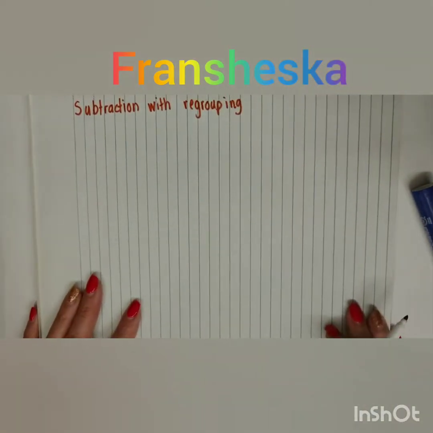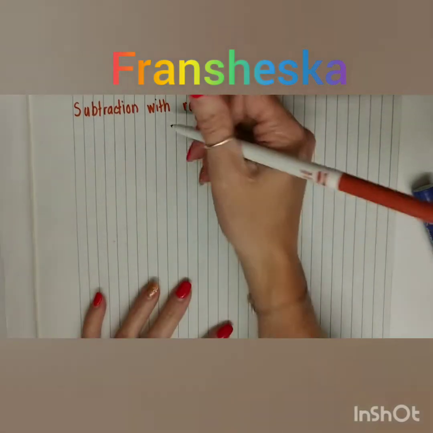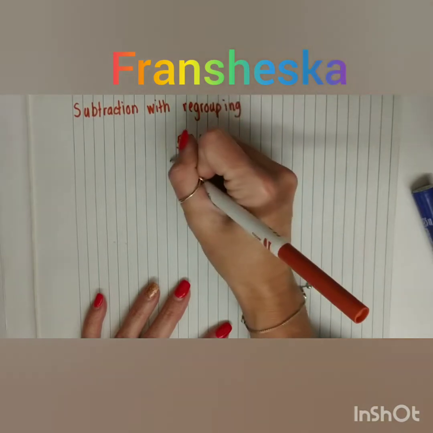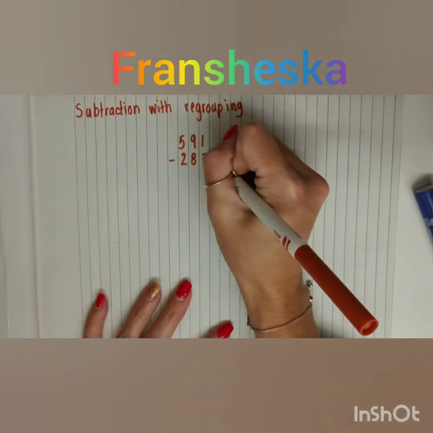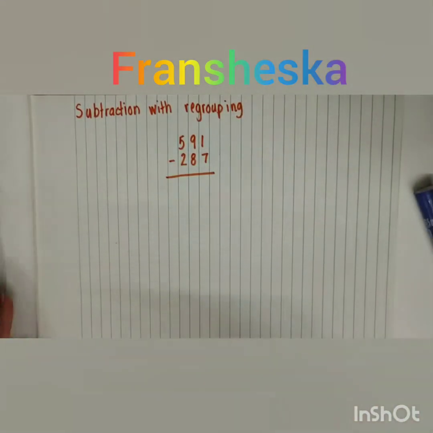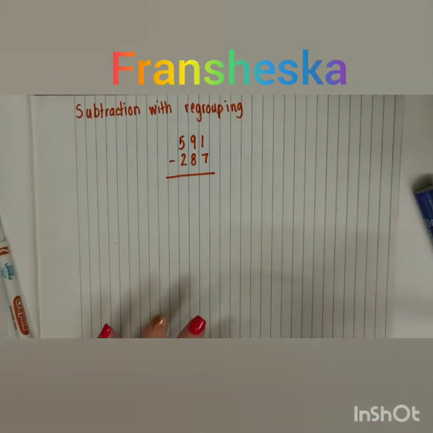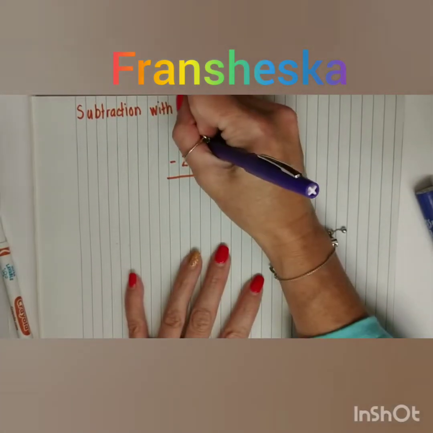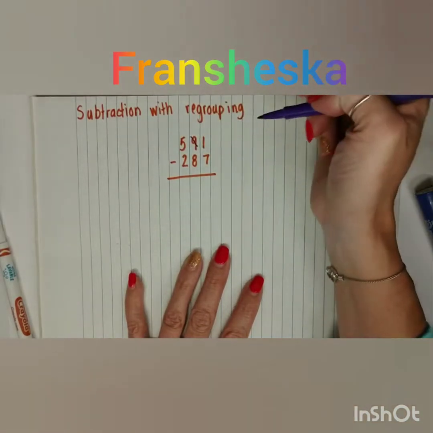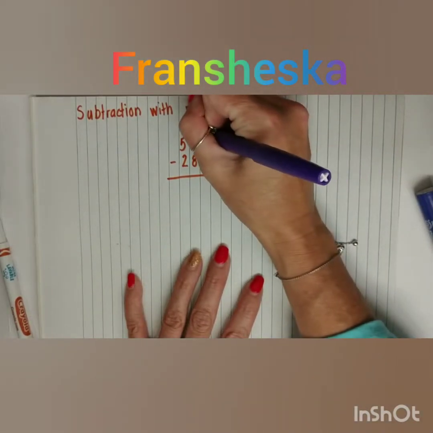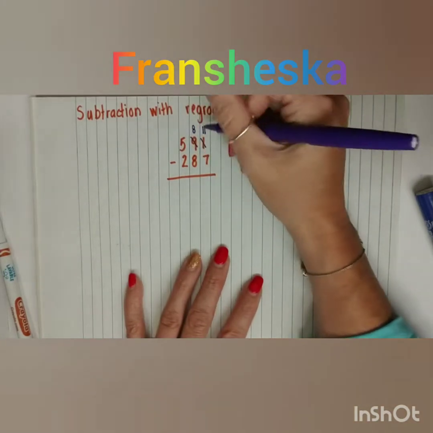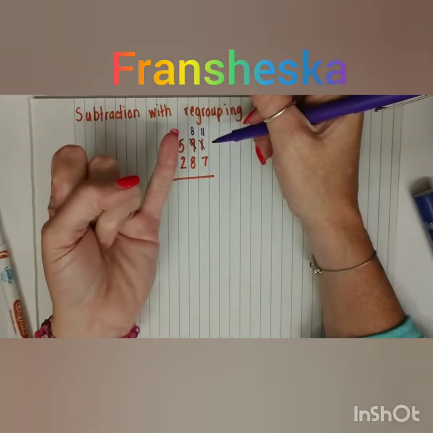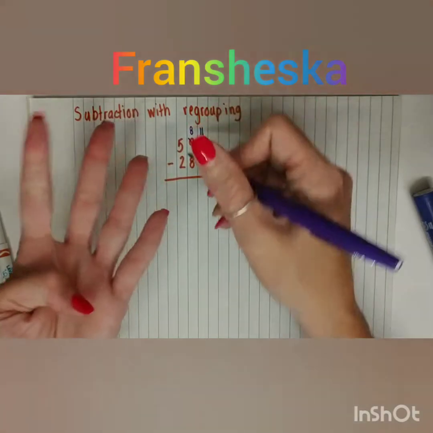All right, so we're working on subtraction with regrouping. So let's start off with 591 minus 287. All right, so we need to regroup. When we're subtracting, I can't take 7 away from 1, so I have to regroup. So I'm going to borrow from one place value to the left. So that would become an 8, and this will become an 11. So now I have 11 minus 7. So what I'm going to do is count up from 7. So 7, 8, 9, 10, 11. So that's 4.